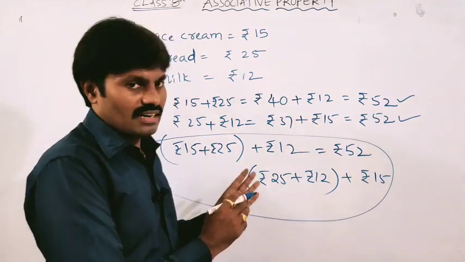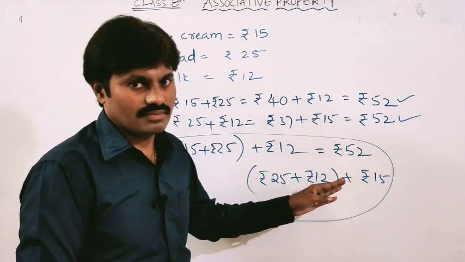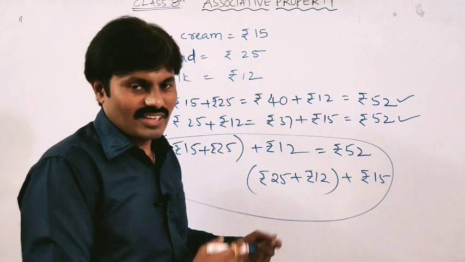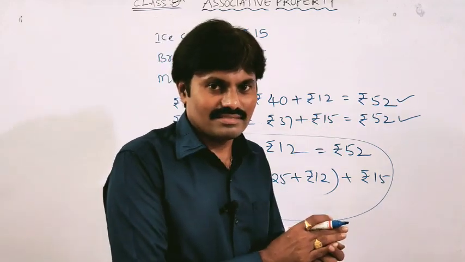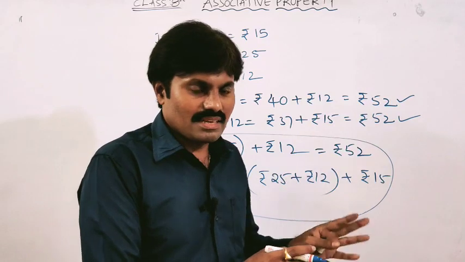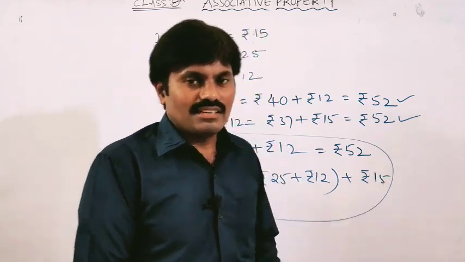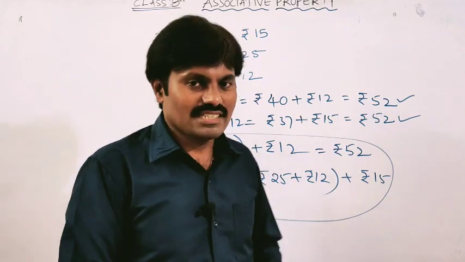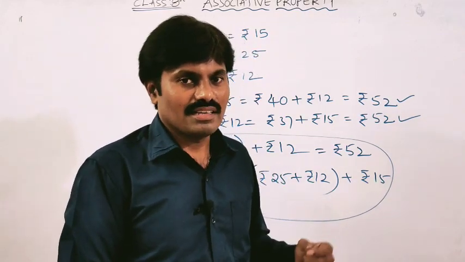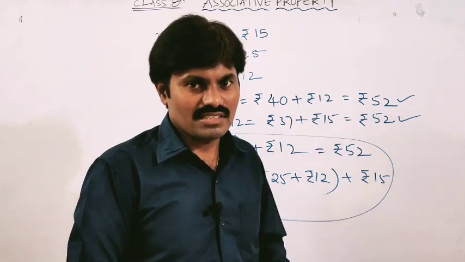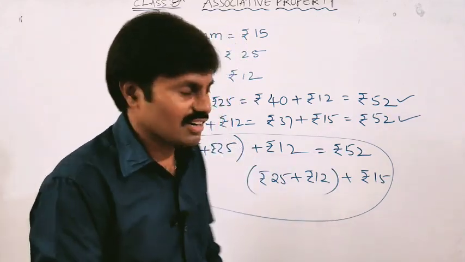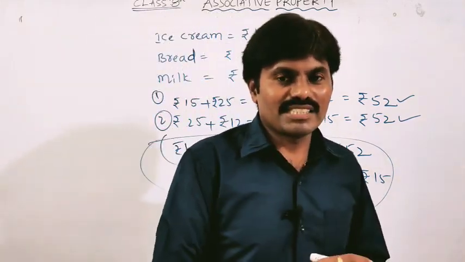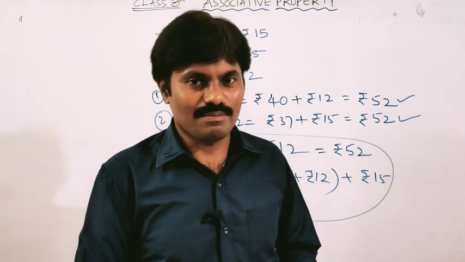Say any two I have to add and the result I have to add to the third number. So here order is not required. We can take any two and we can add. If both the results are the same, then that operation holds good under associative. That means that operation, either plus or minus or into or divided by, is associative in the set of rational numbers. If both LHS and RHS parts are not equal, if case 1 and case 2 are not equal, then that operation is not associative in the set of rational numbers.